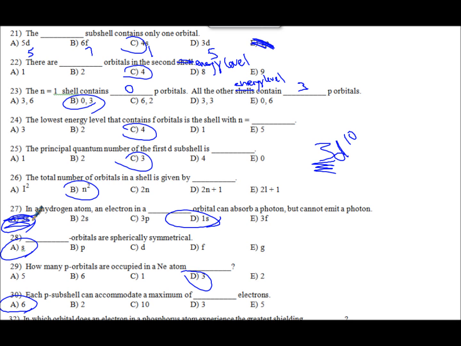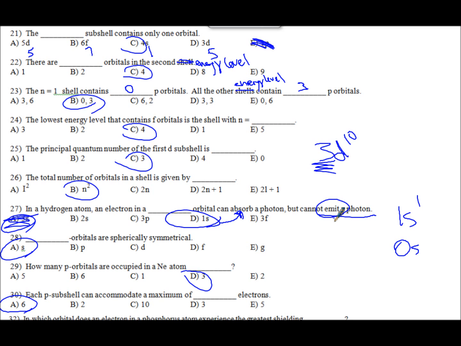So the 1s could gain energy, and the photon could excite a 1s electron, but it can't emit a photon from the 1s, because where would the electron go? There's no 0s orbital. The electron can't go down another energy level, so it can't emit a photon in the 1s, but it could absorb it. So I apologize, 27 is actually D.